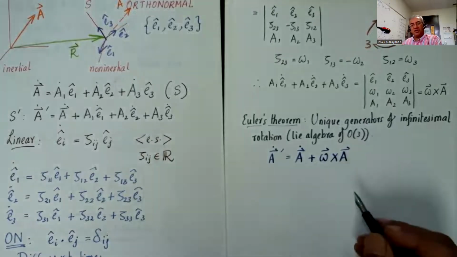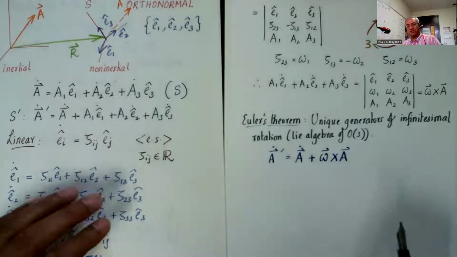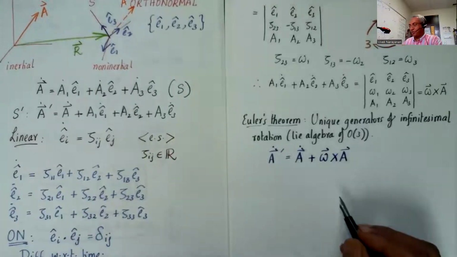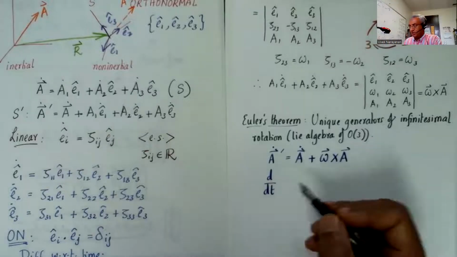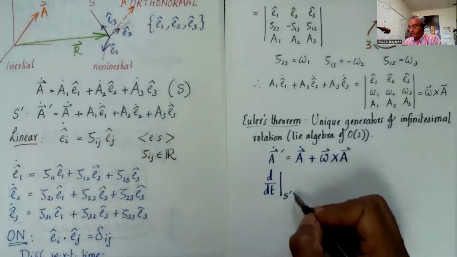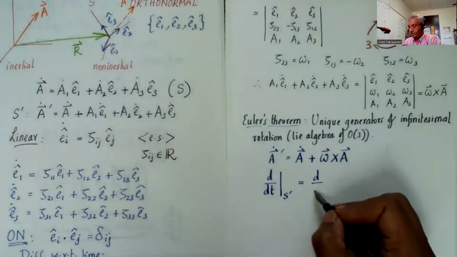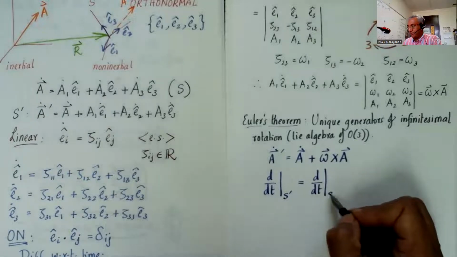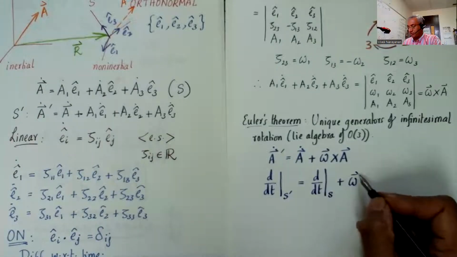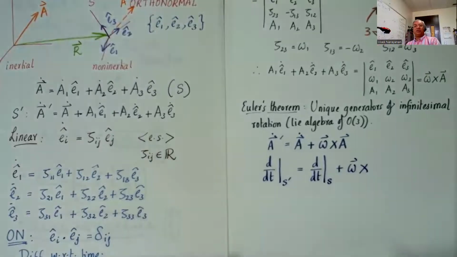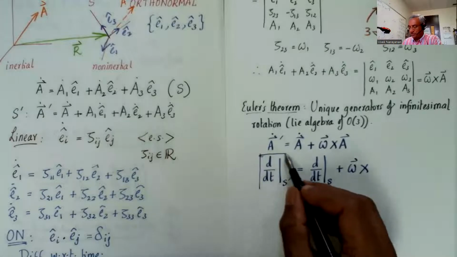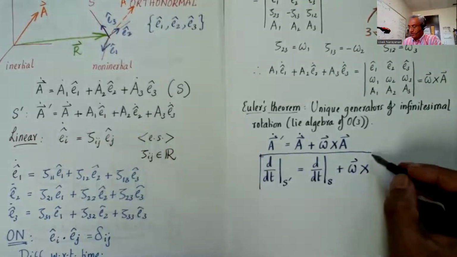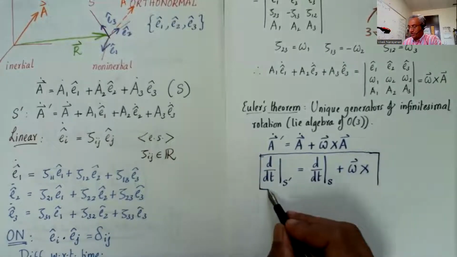The vector A is completely incidental. We don't really need it. So we can remove the vector A. How do we do that? We can write d by dt of anything in the frame S prime is equal to d by dt of anything in the frame S plus omega cross. So this is the symbolic equation that gives you the transformation from inertial to non-inertial frames.